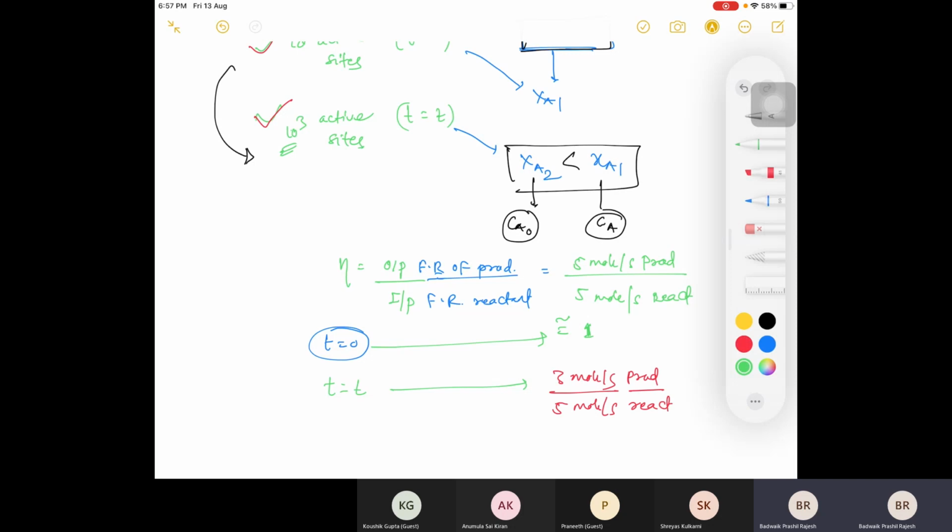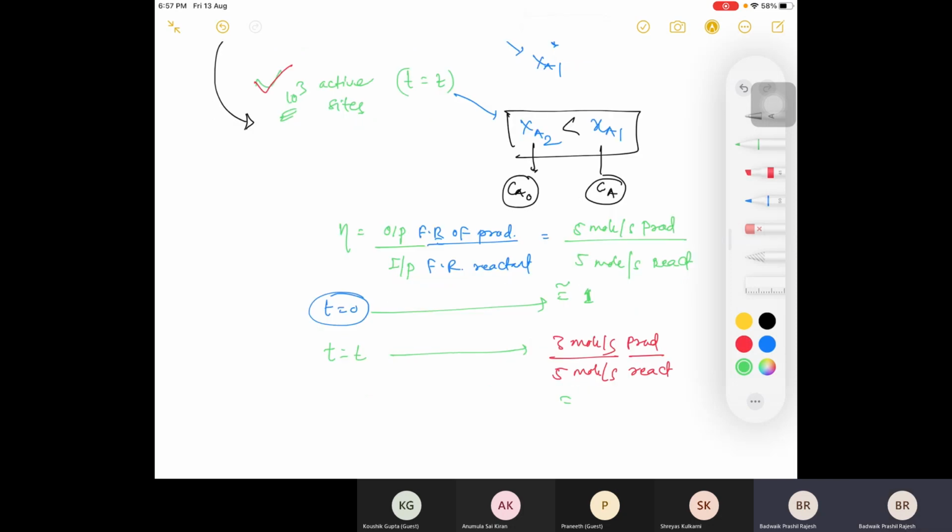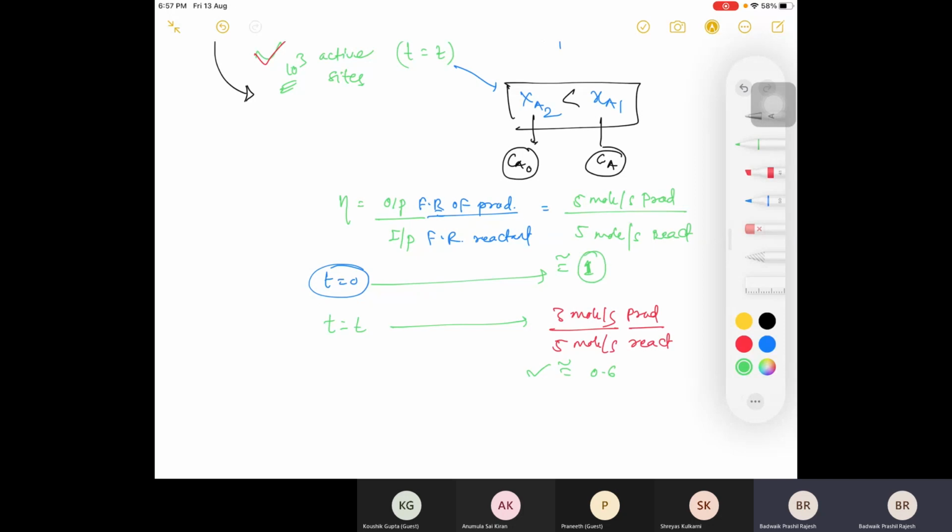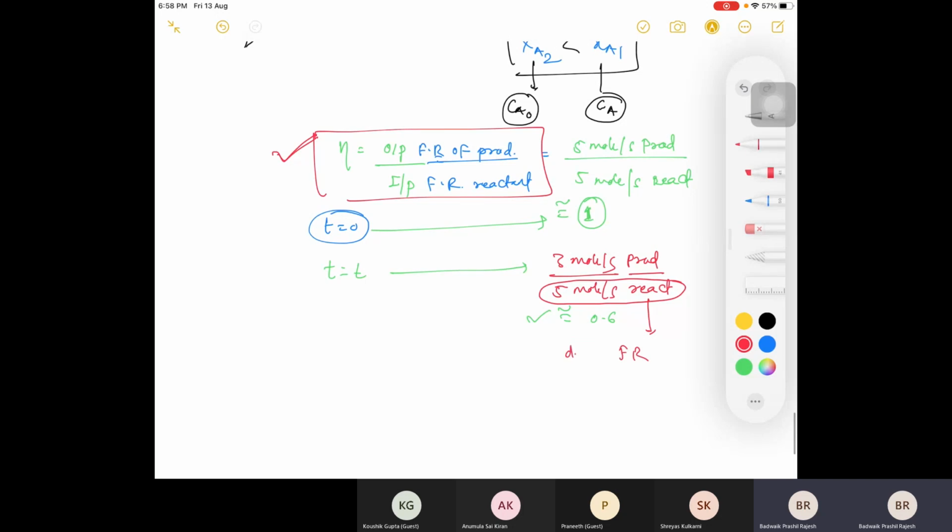So what is my efficiency here? Nearly equal to 0.6. Here it was 1, and I want to increase this efficiency. So what will you do? You will decrease the flow rate of reactant, to have this defined efficiency at a higher value. I'm writing: decrease the flow rate of reactant.